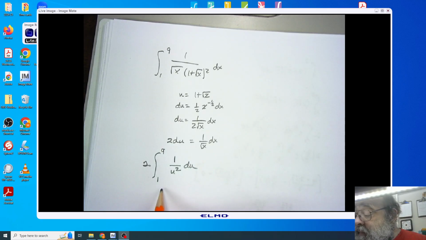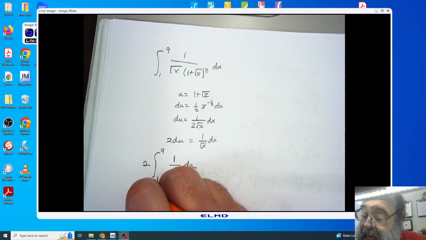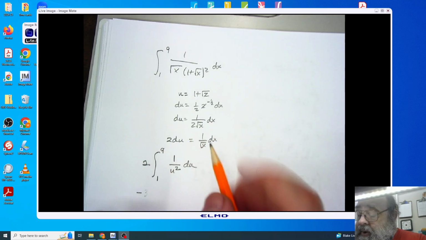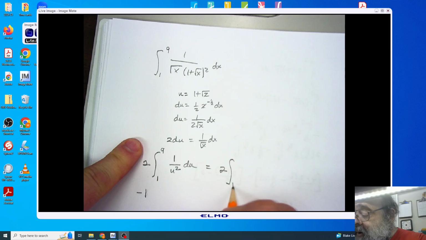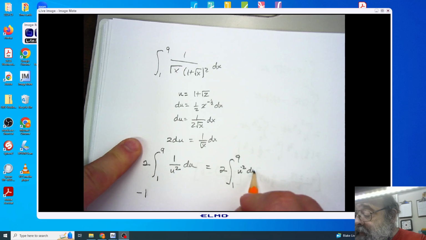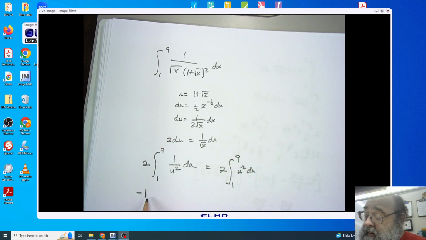This is now going to give me negative 1 as I integrate. What I'm doing is I'm currently doing it in my head, and I probably should just write it out as a negative 2 du. That's where I get the negative 1, times the 2, and we're using 1 over u from 1 to 9.